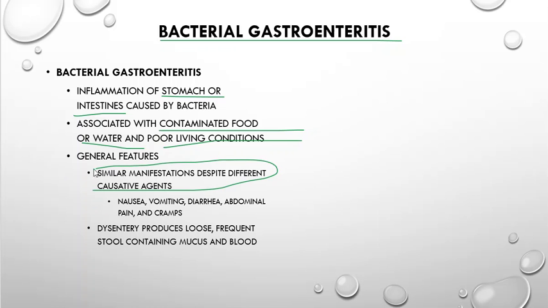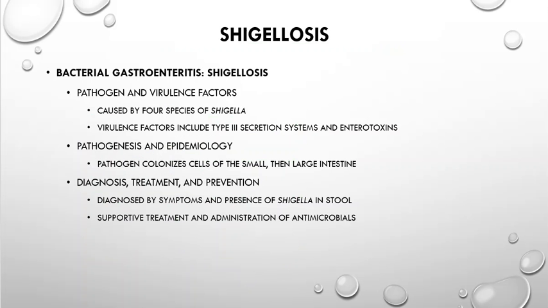These guys are going to be the same, bacteria, virus, what have you. Nausea, vomiting, diarrhea, abdominal pains, cramps. Dysentery is a special kind of diarrhea. It's got loose stool and it's got mucus and especially blood. So dysentery is a bloody diarrhea.